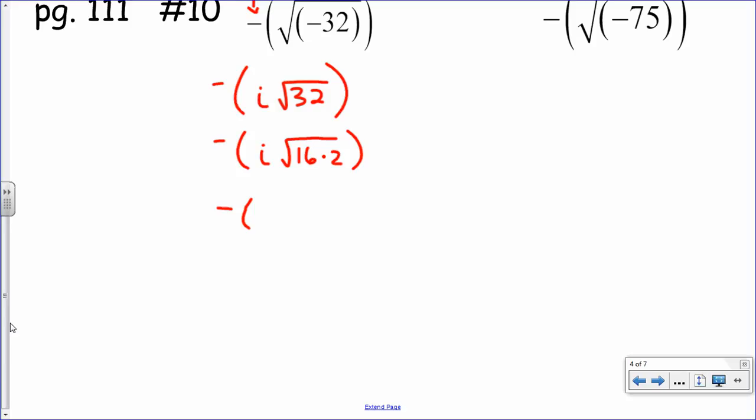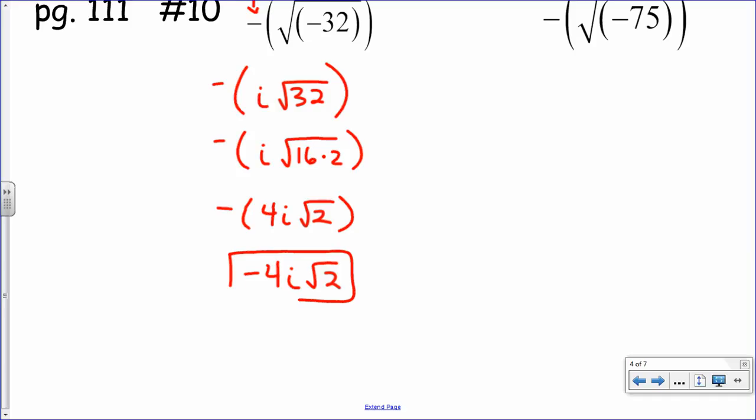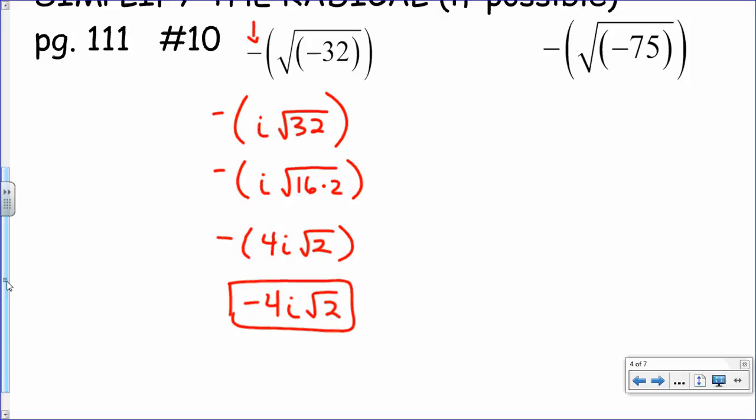What's the square root of 16? 4. So your 4 comes out, which means you have 4i square root of 2. And now there's nothing left to do inside, so that negative is just there to greet it. So negative 4i square root of 2. All right, take a second to do the next one. You guys do the next one on your own.